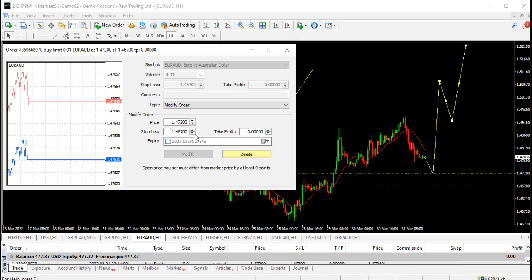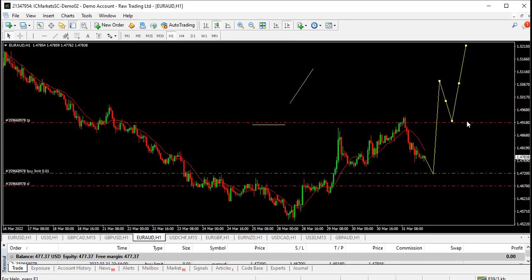So the sell limit is just the opposite of the buy limit. Let me put in my take profit. So you can say 1.49180. Then you modify. So you see, this is now a take profit. So that's how you do it. That's how you modify it. For a sell limit, it's just the opposite of the buy limit. So now let's go and check on the sell stop. How do you use the sell stop?